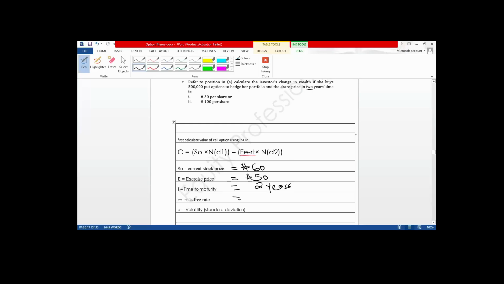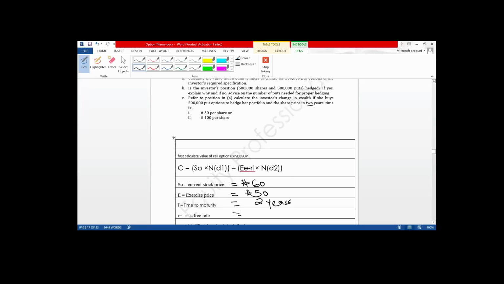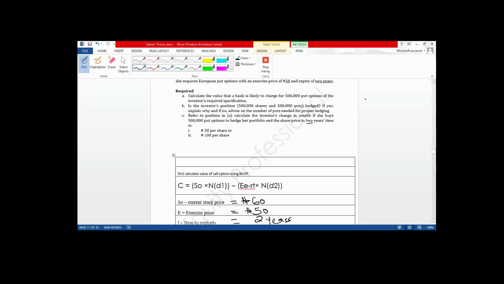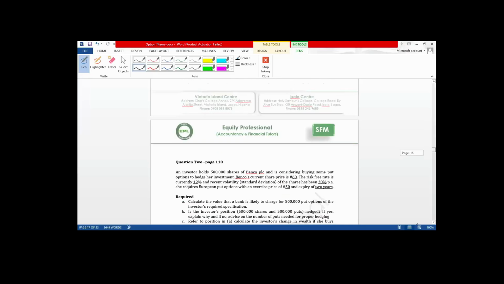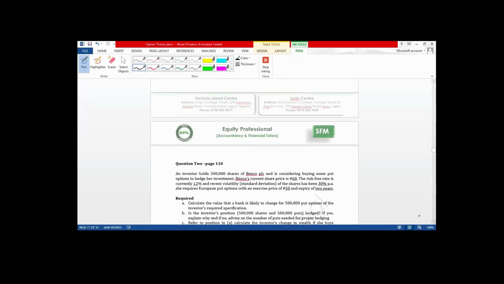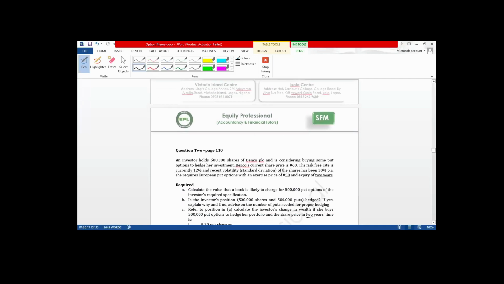The risk-free rate. Examiner said risk-free rate 12%. Look at it, please. The risk-free rate is 12. Volatility 30%.